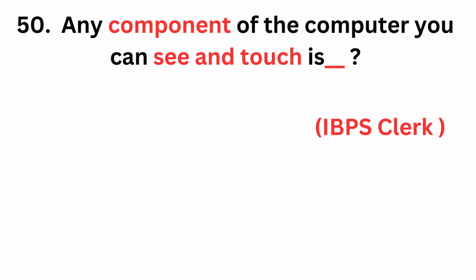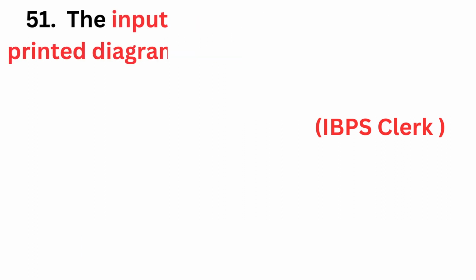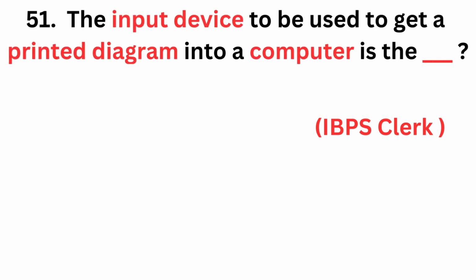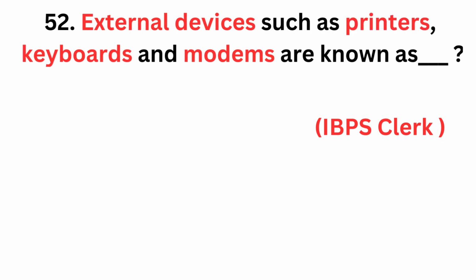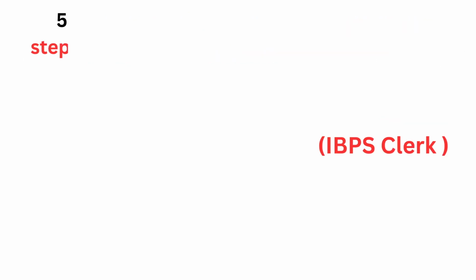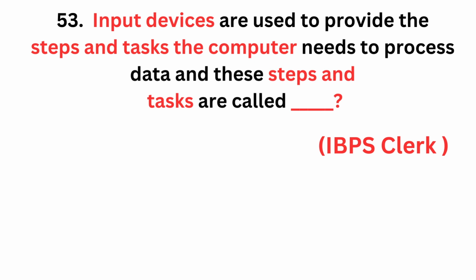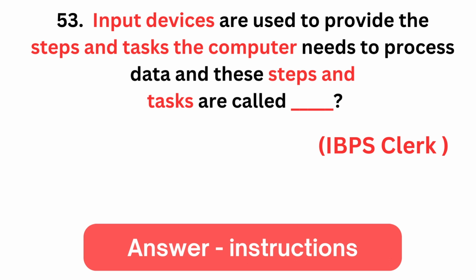Any component of the computer you can see and touch is what? Hardware. The input device to be used to get a printed diagram into a computer is the what? Scanner. External devices such as printers, keyboards, and modems are known as what? Peripherals. Input devices are used to provide the steps and tasks the computer needs to process data, and these steps and tasks are called what? Instructions.